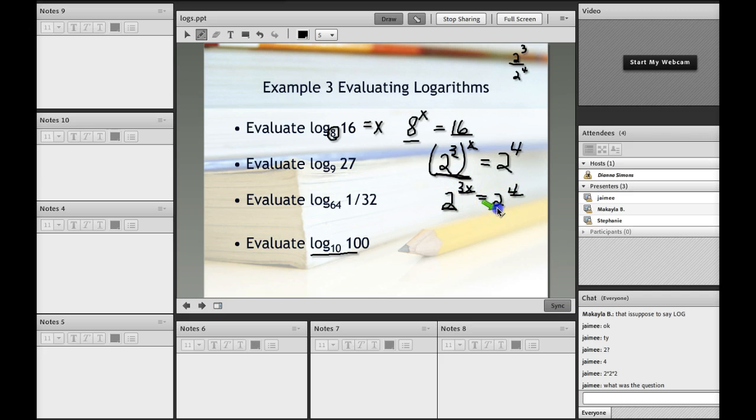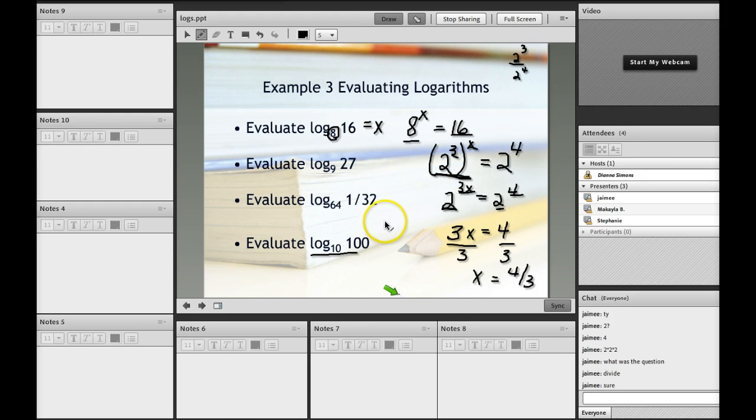I have the same bases here, so that means I want the exponents to be equal, so I set them equal. And I'm going to kind of divide, right? Because I want to solve for x. Okay, so does that make sense? A little bit. Okay.